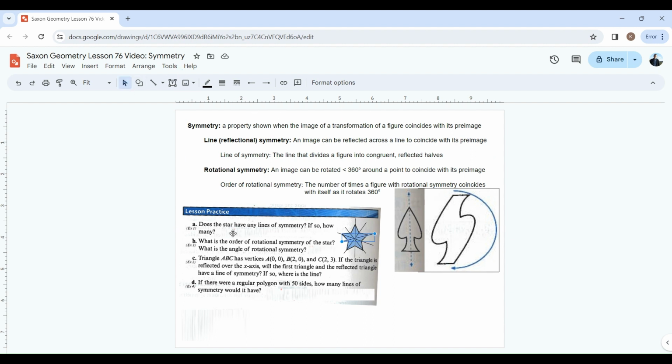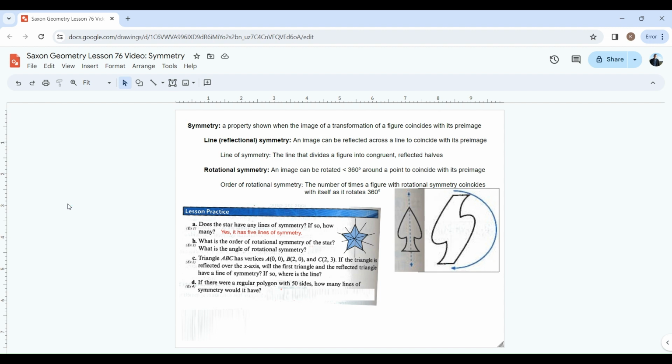Okay, so does the star have any lines of symmetry? If so, how many? It has 5 lines of symmetry, and I've drawn them all for you. You could see that a figure like this, because it's a complex figure, you're going to really have to inspect to find these lines of symmetry, but you can find them.